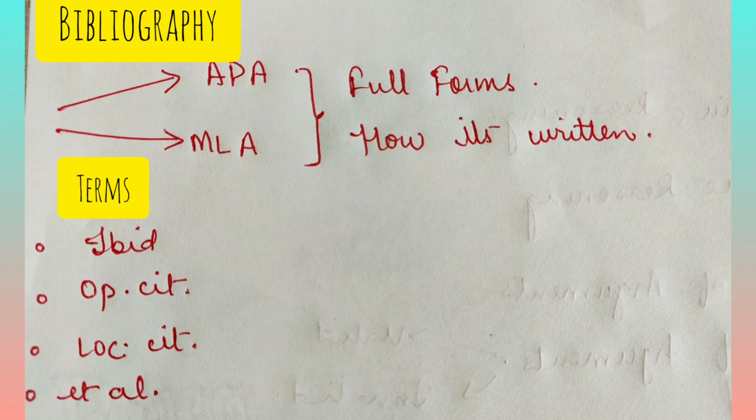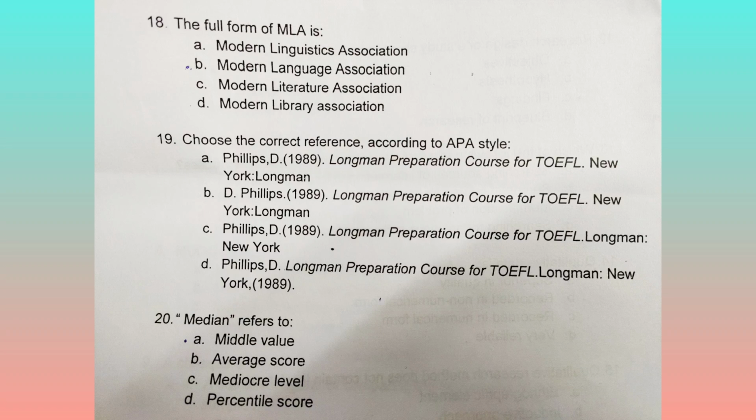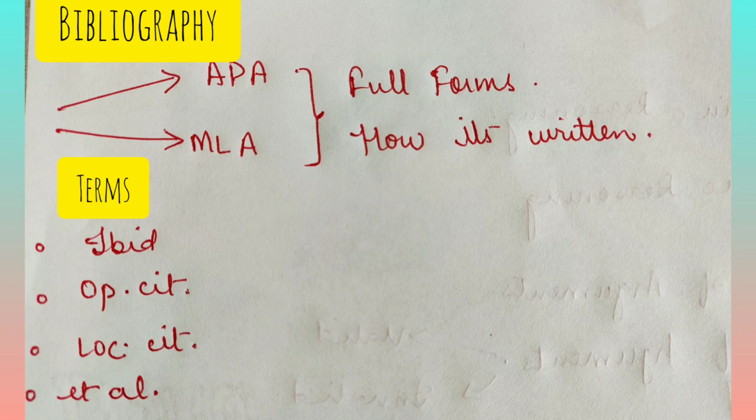Another very important topic that they ask questions from is the referencing style or the bibliography. Although there are many, the major ones are APA and MLA, so you should know their full forms and how they are written. For a better understanding, I am putting a screenshot over here so you can understand the nature of the questions asked. You should also be familiar with the terms that are used for footnote referencing. I have listed them below.